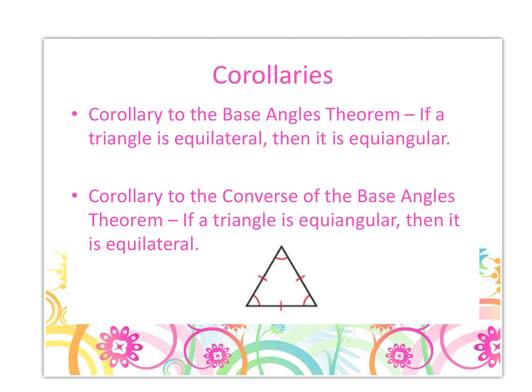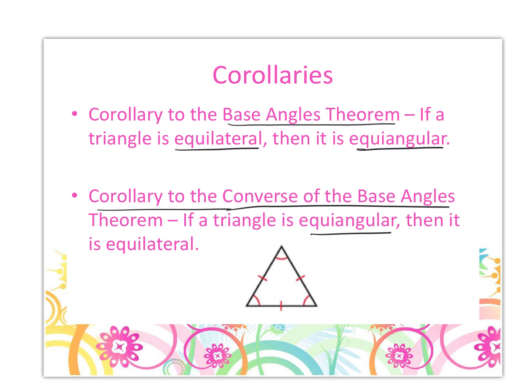It says, a corollary to the base angles theorem is that if a triangle is equilateral, meaning all the sides are equal, then it is equiangular. So if all my sides are equal, I know that all the angles opposite those sides are going to be equal. And then again, the corollary to the converse, it's a lot. This is saying if all my angles are equal, then all my sides are equal.